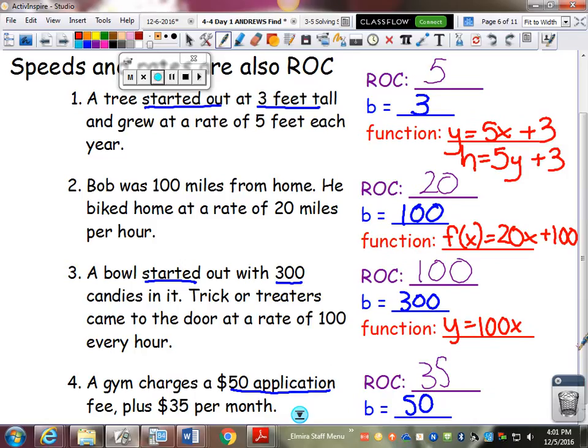Now, one thing I want to go back and change actually while I'm here. Okay. If trick-or-treaters are coming to the door and they're eating them at a rate of 100, that should actually be negative 100 because they're getting eaten. So negative 100x plus 300.